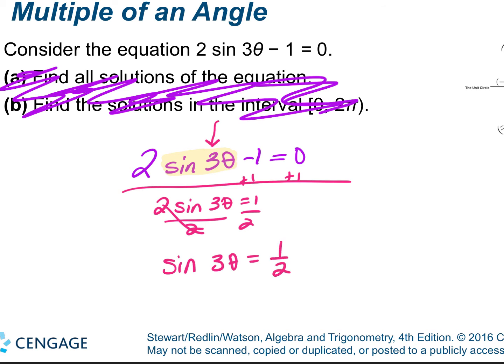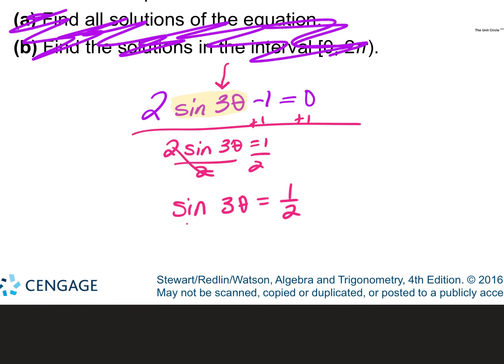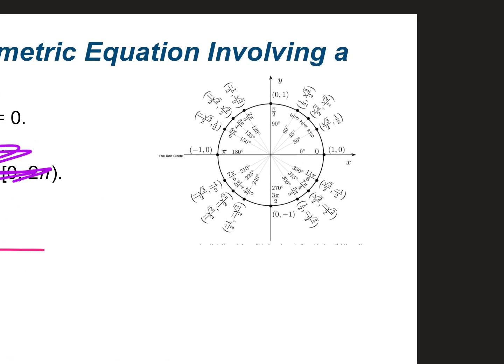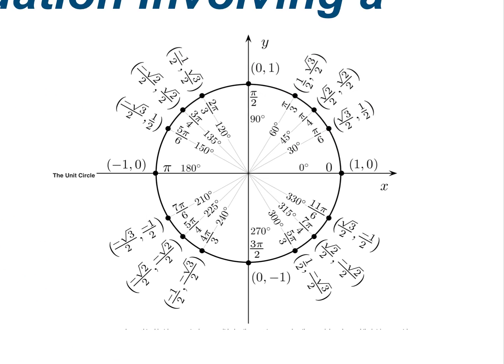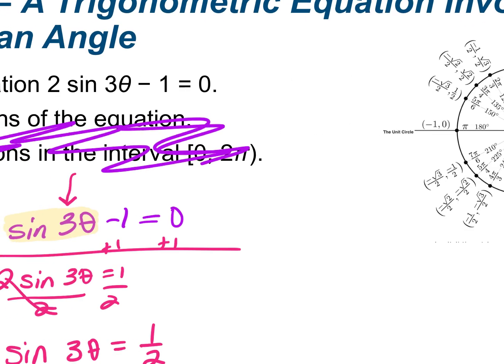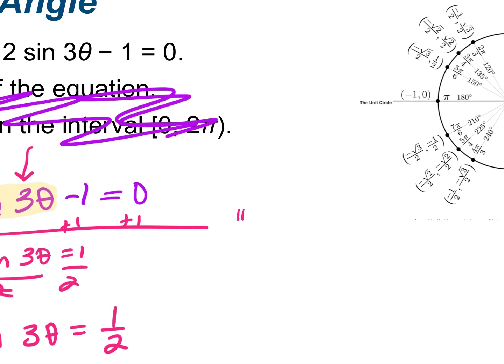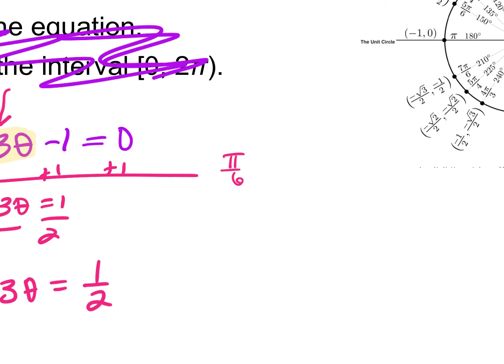So again, guys, sine is the y value on the unit circle, so where on the unit circle are your y values 1/2? Go over and look. Where are my y values 1/2? Pi over 6 and 5 pi over 6. I agree. Pi over 6 and 5 pi over 6. Now here is the extra little step.